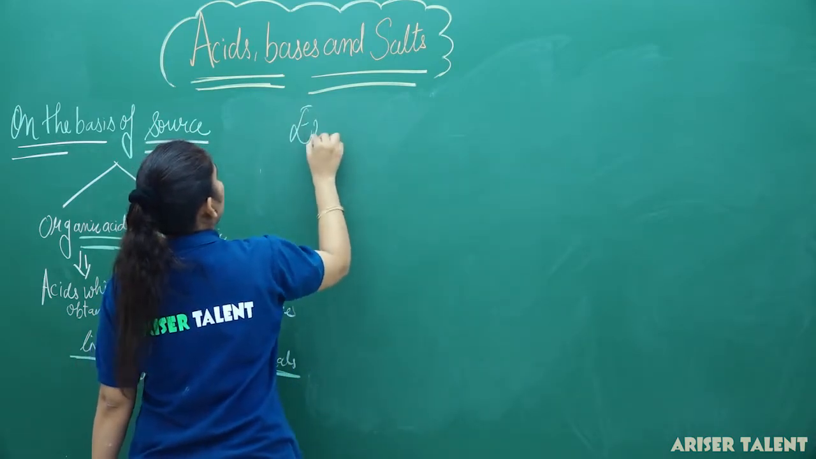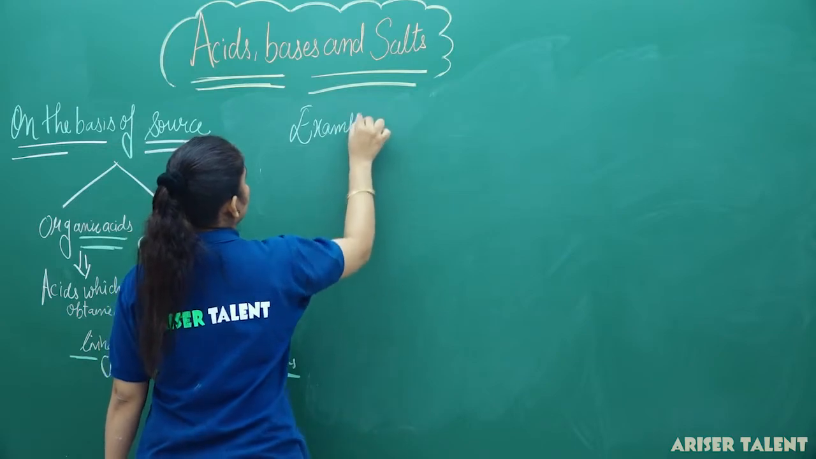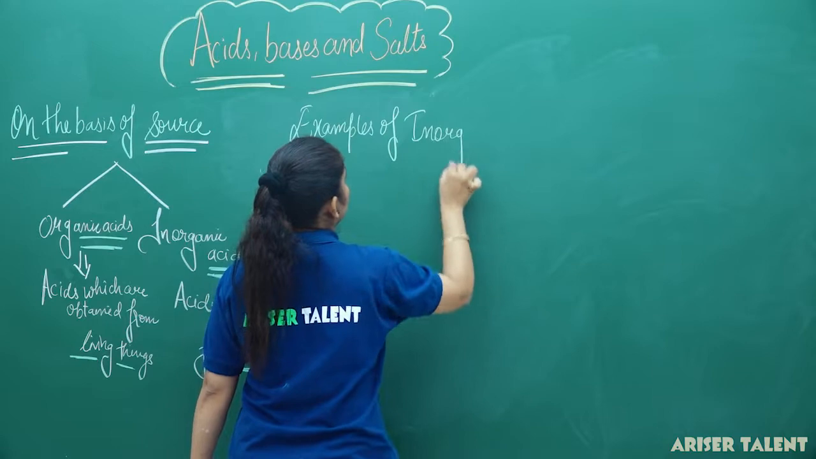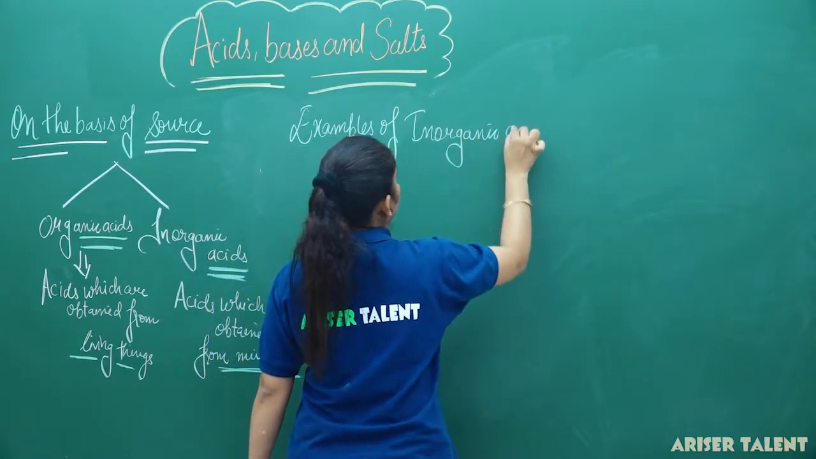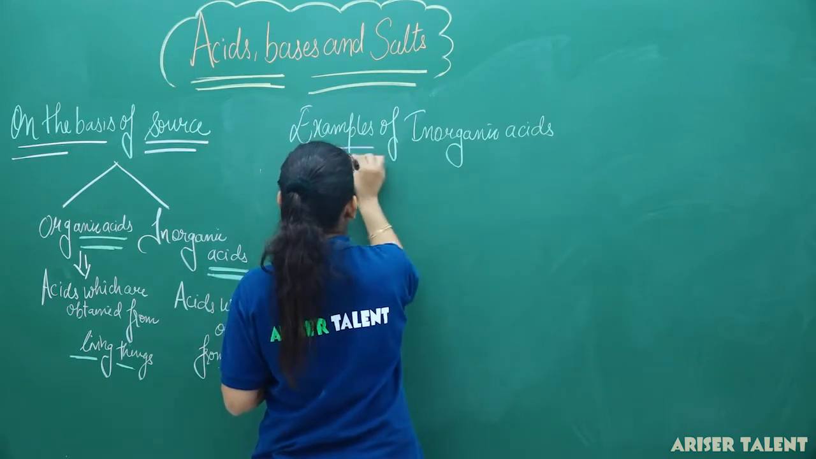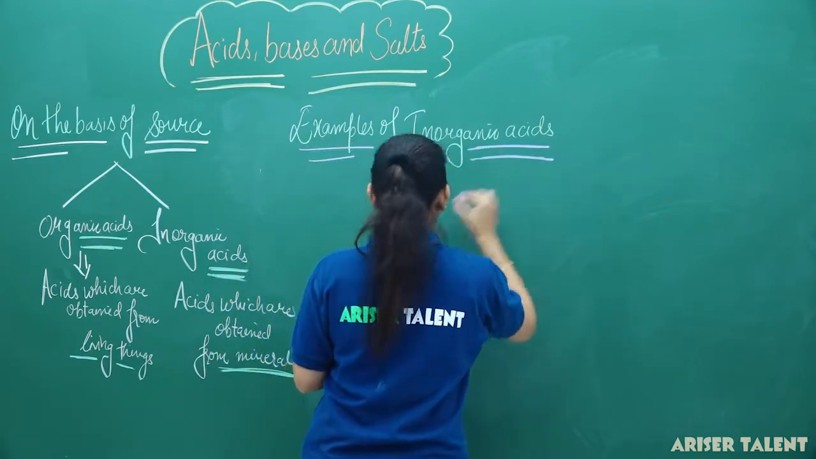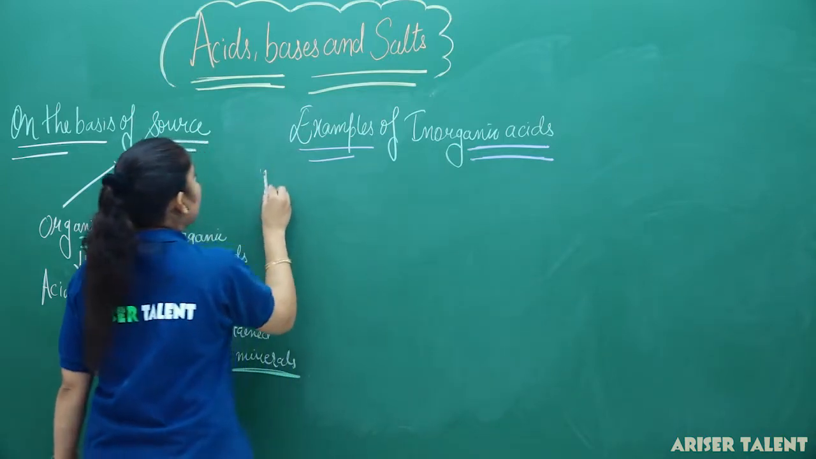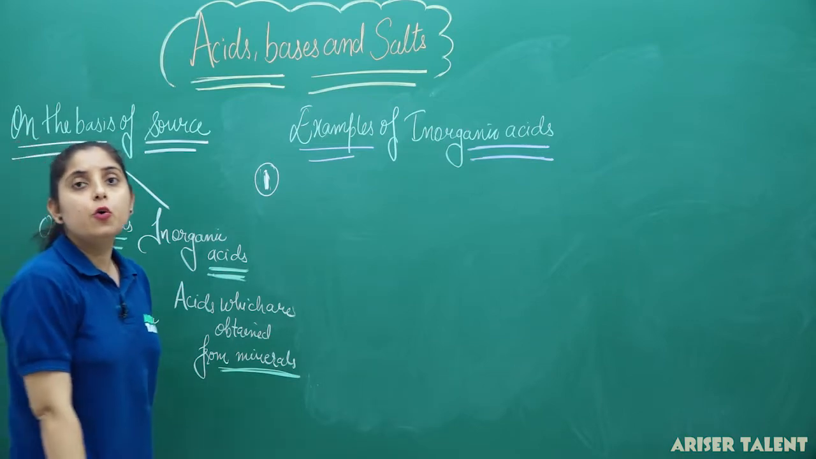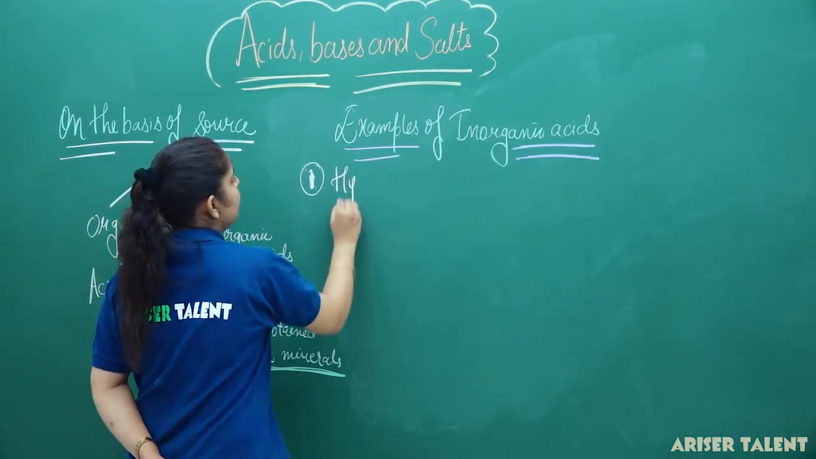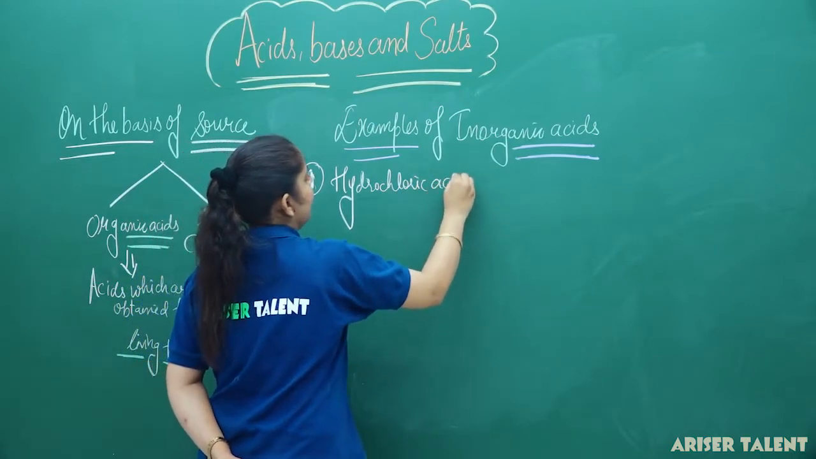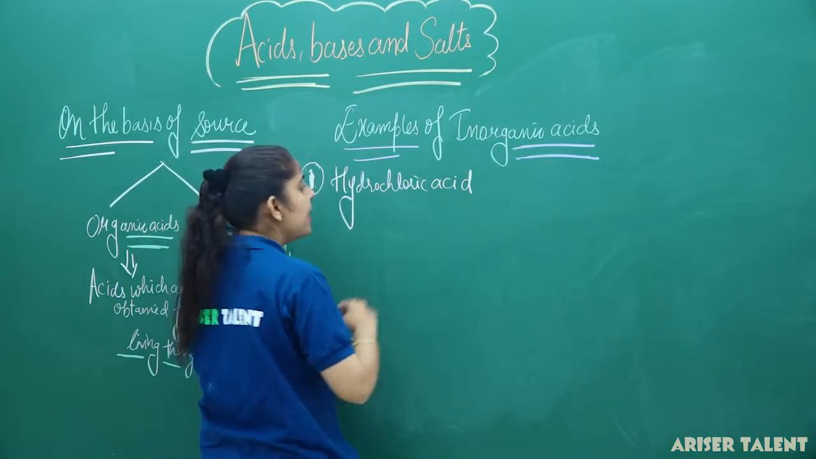The next thing is about examples of inorganic acids. In the category of the inorganic acid, the first acid we have is hydrochloric acid. The first one is hydrochloric acid, and hydrochloric acid can be written as HCl.